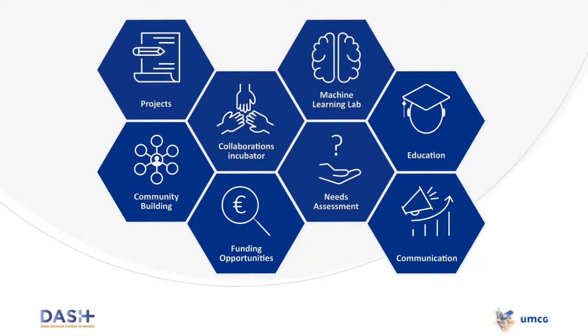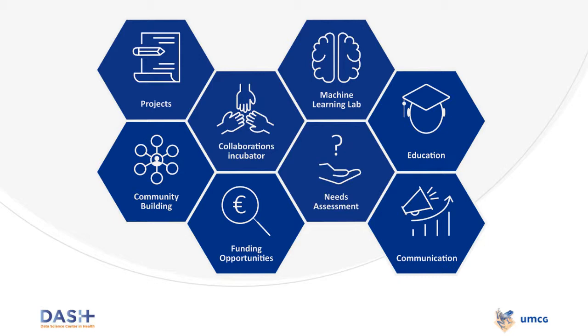We work on community building, trying to get people together that are working on data science in the different departments of the UMCG. We're also an incubator for collaborations, for example, with companies and outside organizations, to work together on data science projects. We look at funding, not only on projects that we run ourselves, but we can also help you to find funding or to write your data science paragraph, for example, or work package in your funding proposal. We have the machine learning lab.